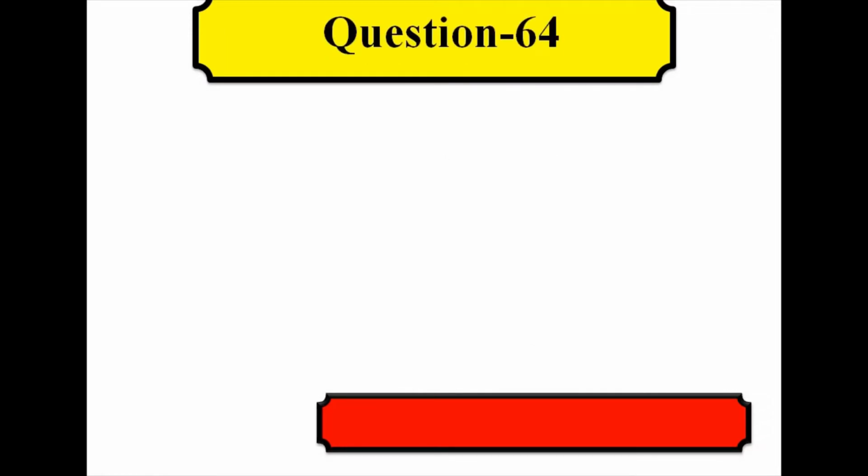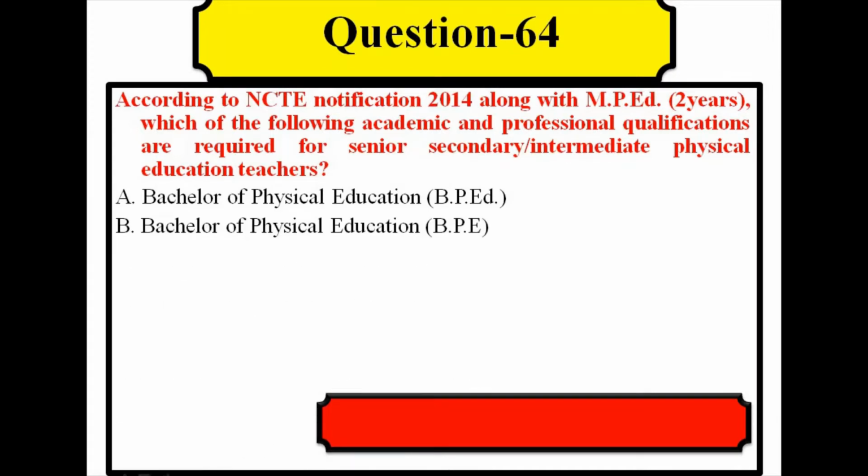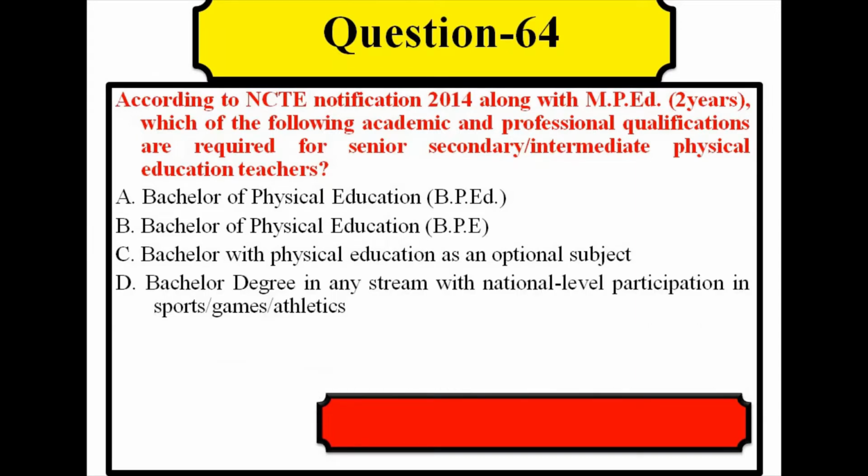Question 64. According to NCTE Notification 2014, along with M.P.Ed. 2 years, which of the following academic and professional qualifications are required for senior secondary/intermediate physical education teachers? A. Bachelor of Physical Education, B.P.Ed. B. Bachelor of Physical Education, B.P.E. C. Bachelor with Physical Education as an optional subject. D. Bachelor degree in any stream with national level participation in sports/games/athletics. Choose the correct answer from the options given below.